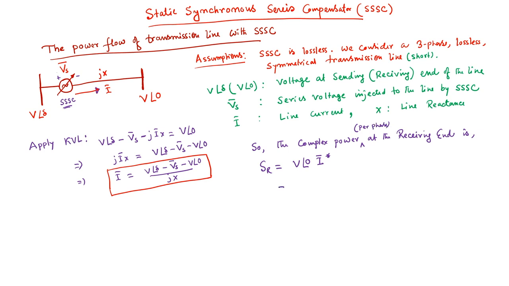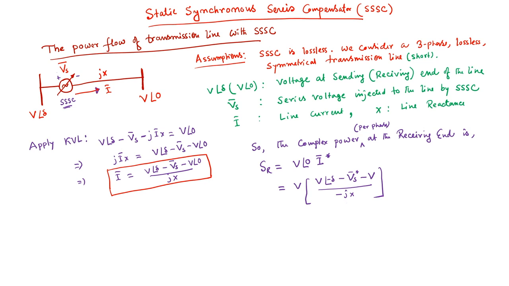Okay. Now, what we will do? V at an angle 0 is nothing but V, and I conjugate is V at an angle minus delta minus Vs conjugate minus V divided by minus jX.